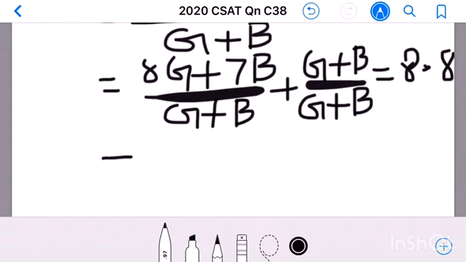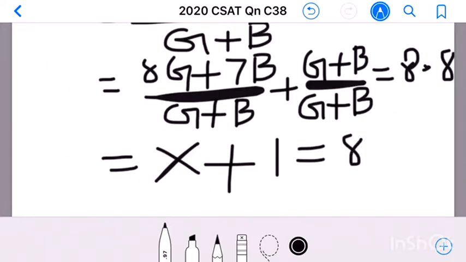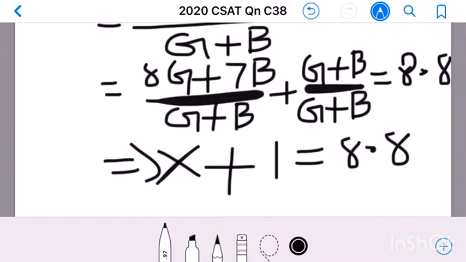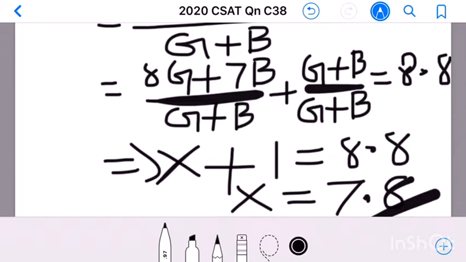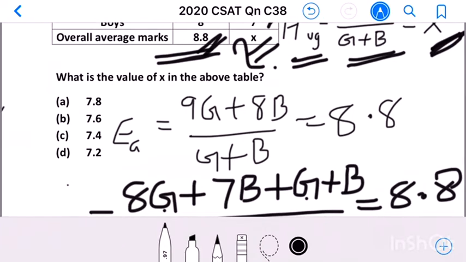Then X plus G plus B all divided by G plus B equal to 1 equal to 8.8. Then X equal to 8.8 minus 1. I am taking this 1 to the right side, then it becomes minus 1. Then the answer is 7.8. Value of X, the overall average marks in Hindi, is equal to 7.8. Option A is our answer.